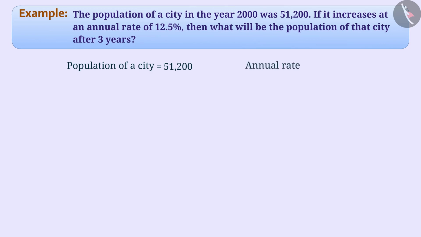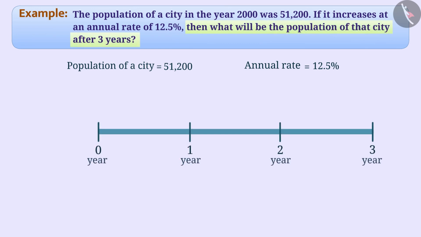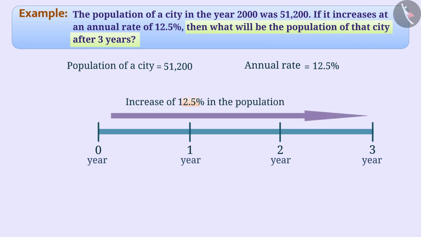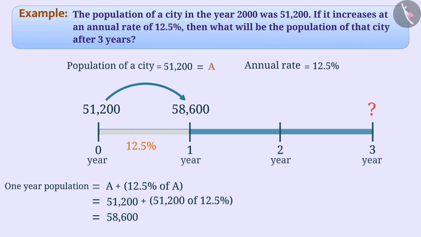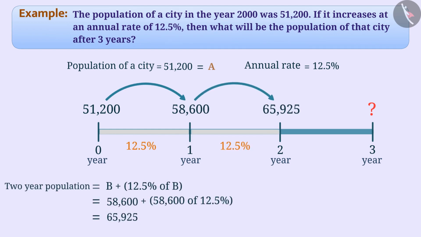Next example. The population of a city in the year 2000 was 51,200. If it increases at an annual rate of 12.5%, then what will be the population of that city after 3 years? Every year, there is an increase of 12.5% in the population. Let's understand its meaning. If we consider the population of 2000 as A, then after 1 year, it will be A plus 12.5% of A. This new population will again increase by 12.5%.